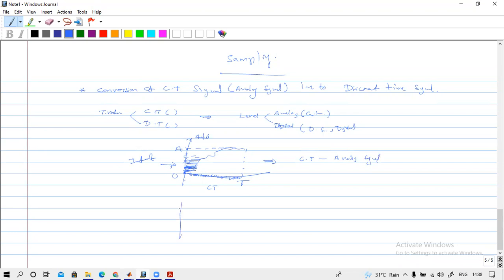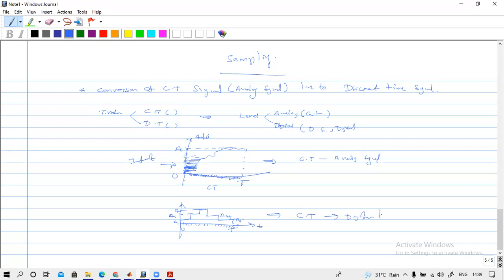If you get this type of signal, from 0 to T, all T values are there. But if you consider the levels, maybe this is A1, A2, A3, this level is A4, and this level is A5. So there are 1, 2, 3, 4, 5 levels, only 5 levels. So this is a digital signal, but it is a continuous time digital signal.